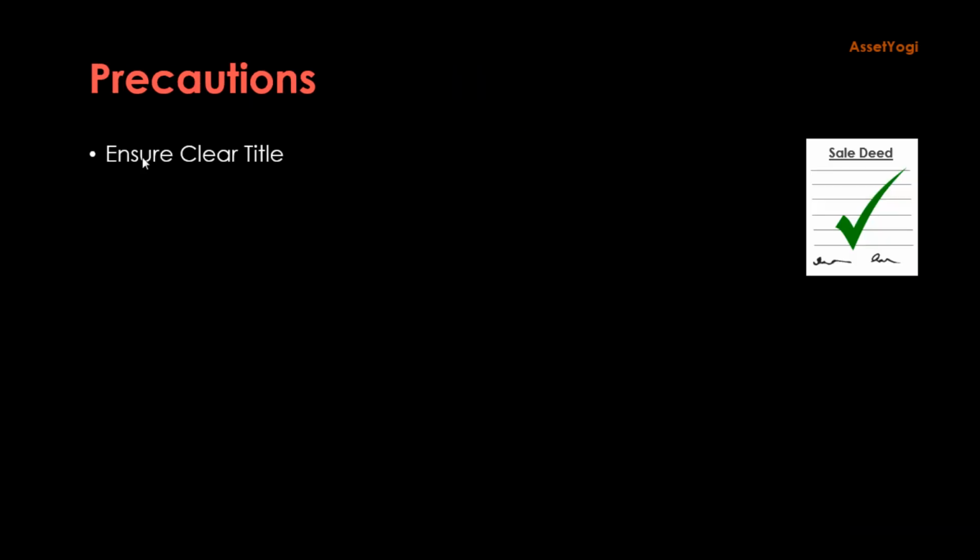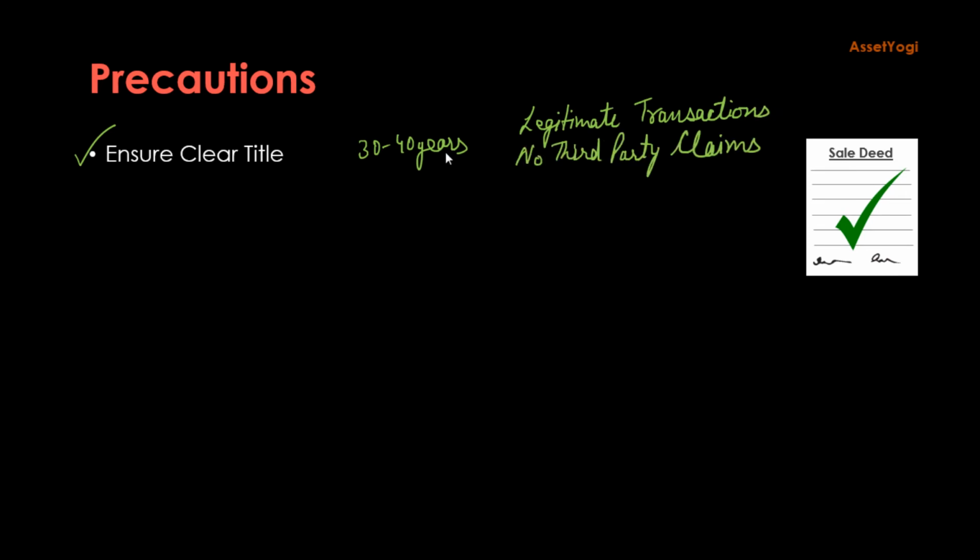First of all, you have to ensure that the property has clear title. So you should conduct a complete title search for at least the last 30 to 40 years. And you have to ensure that all transactions in the past were legitimate and that there are no third party claims. So when you are buying a property, you should take the complete chain of title documents from the seller, right from the first owner to the last owner, and you should exactly know how the property has changed hands over a period of time. If there have been any disputes in the past, then you should also have a copy of any favorable court judgment also.